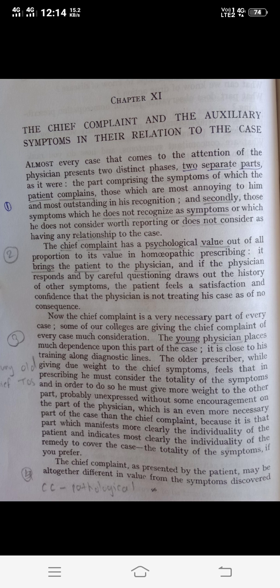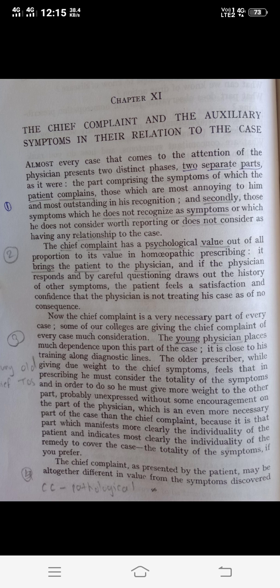But when the physician is old, or very well experienced, then he neglects that chief complaint and gives importance to the auxiliary symptoms. The patient doesn't attach any importance to those auxiliary symptoms, but these are the important symptoms according to the physician, as they will individualize the case, they will individualize the patient, and they give the proper selection of the remedy. So in this para it is explained that the young physician gives importance to the chief complaint, and the old physician gives importance to the totality of symptoms or the auxiliary symptoms also. So this is regarding the young physician and the old physician.